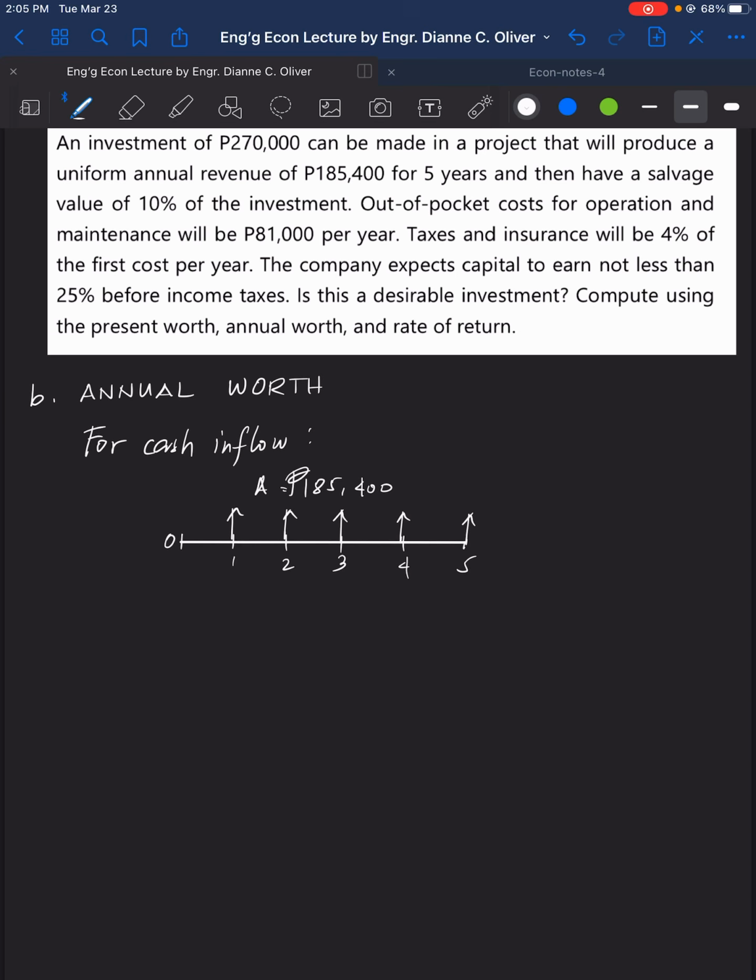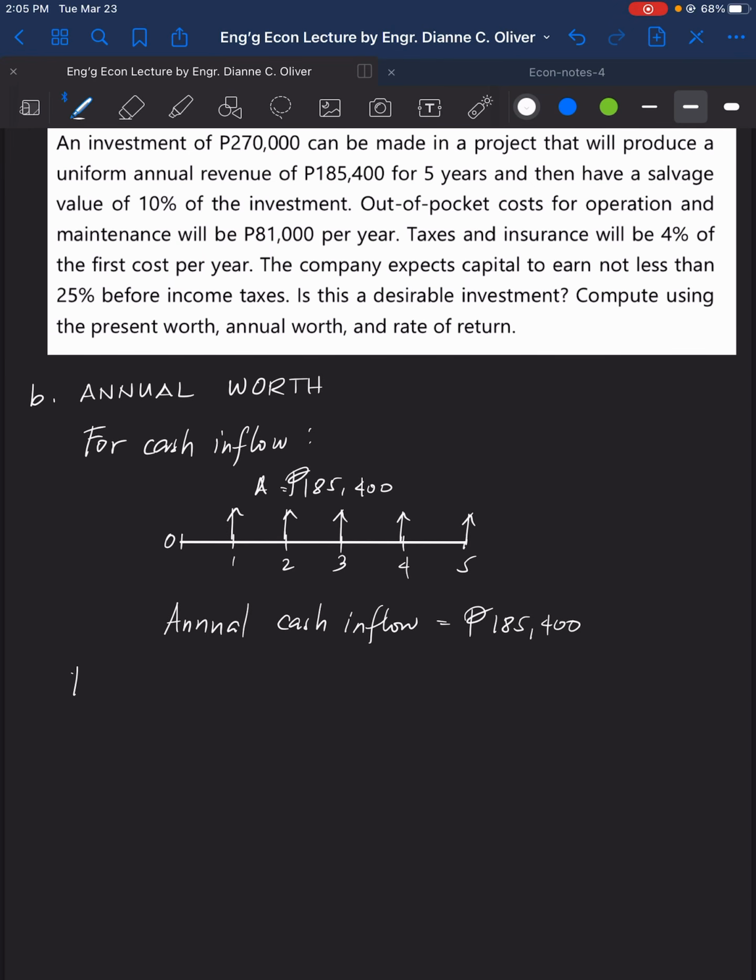Because automatically from this, you can see that the annual worth for cash inflow is already 185,000. Annual cash inflow is equal to 185,400. The salvage value will be deducted from the first cost, and then we will compute for the depreciation.